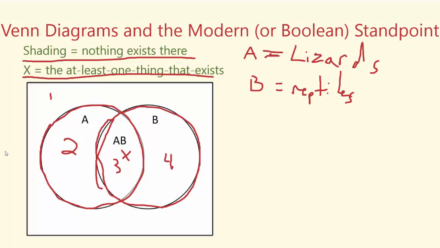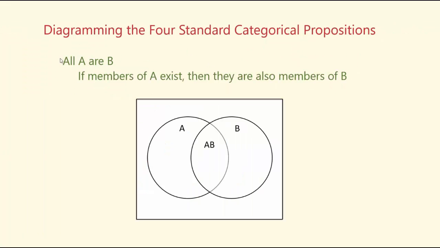All right, so those are the basics to Venn diagramming from the modern standpoint. And what we're going to do now is look at how the four standard cases of categorical propositions are represented from the modern standpoint using Venn diagrams. So first, let's take a look at A propositions. And A propositions take the form of all A are B.